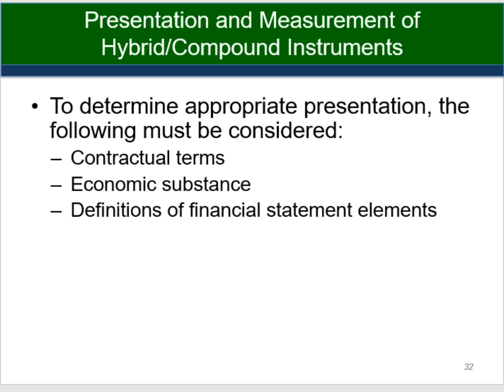Under IFRS, an equity instrument exists as well if it will be settled by exchanging a fixed number of the issuer's own equity instruments for a fixed amount of cash. So if it satisfies the fixed for fixed principle, then it would be an equity instrument.